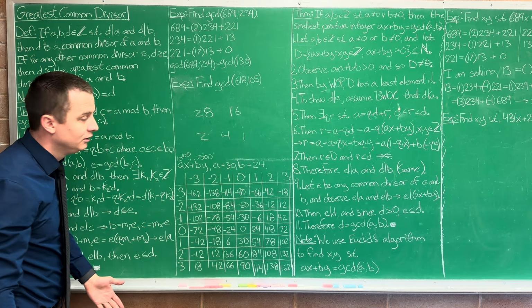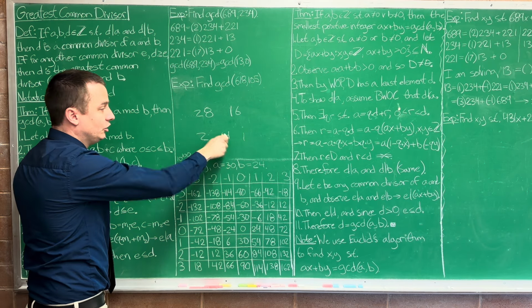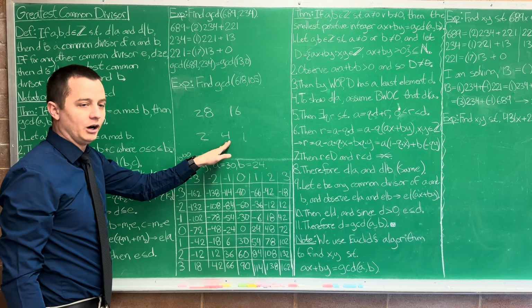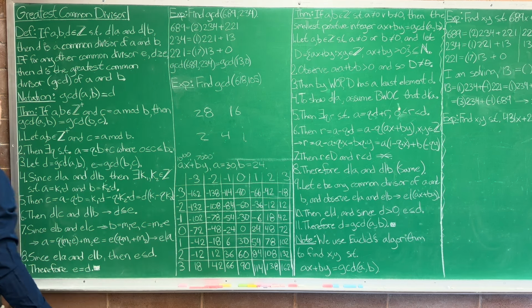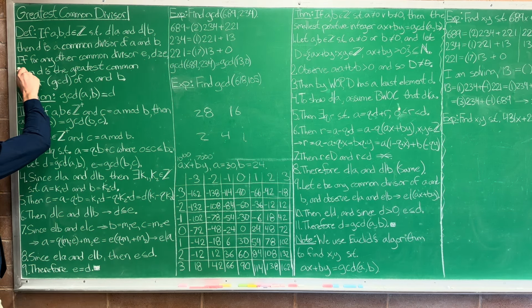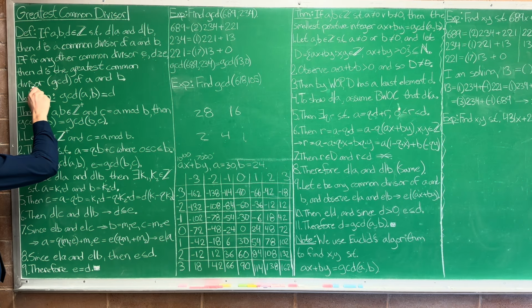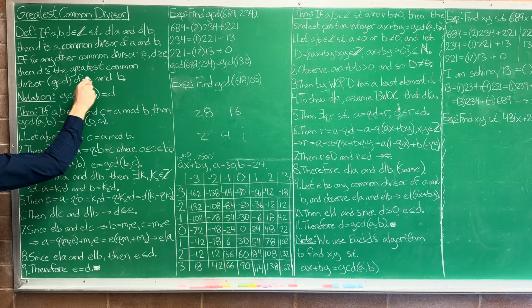Make sense? Notice that 4 is greater than or equal to all the common divisors. So 4 is the greatest common divisor of those numbers. That's all we're saying there. So, if for any other common divisor E, D is greater than or equal to E, then D is the greatest common divisor. We use GCD for it, the GCD of A and B.